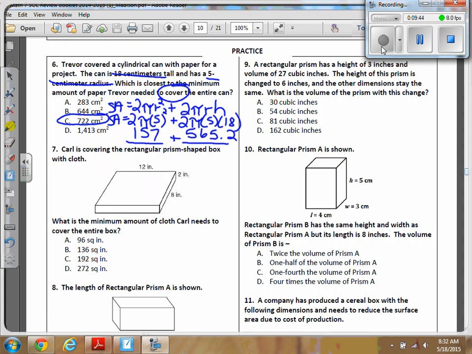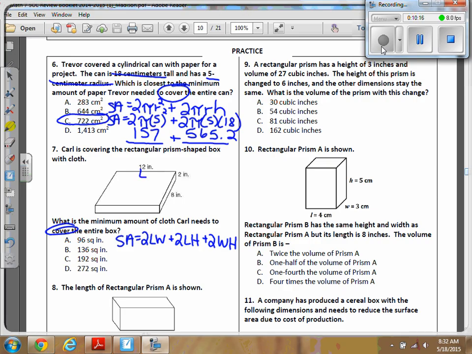Number 7 says Carl is covering the rectangular prism-shaped box with cloth. What is the minimum amount of cloth that Carl needs to cover the entire box? So we're talking about covering again, so we know that that's going to be surface area. So we've got to do 2 times length times width plus 2 times length times height plus 2 times width times height. And we've talked about that it really doesn't matter which one you want to use as length, width, and height because the commutative property of multiplication says we can multiply in any order that we want.